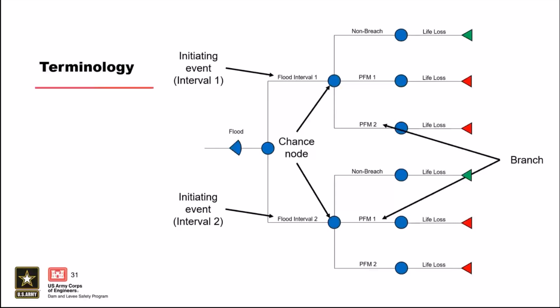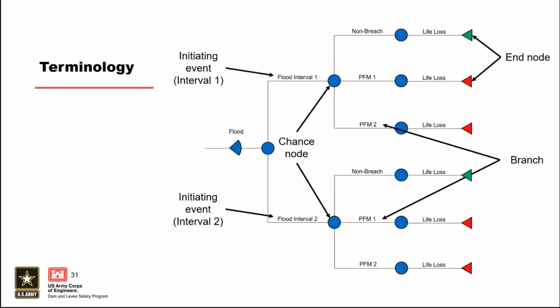Branches and their associated branch probabilities emanate from each of the chance nodes. The branch probabilities represent the probability of the event or the branch conditioned on occurrence of those events that precede it or are to the left of it. We'll discuss conditional probability a little bit more in a few slides.